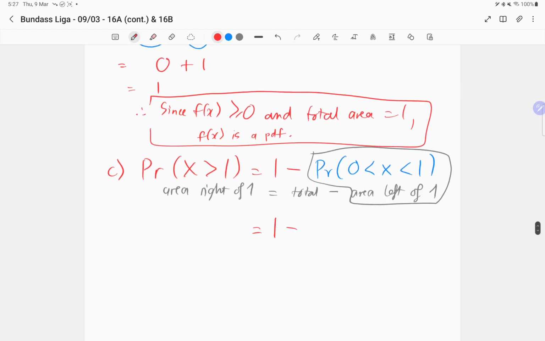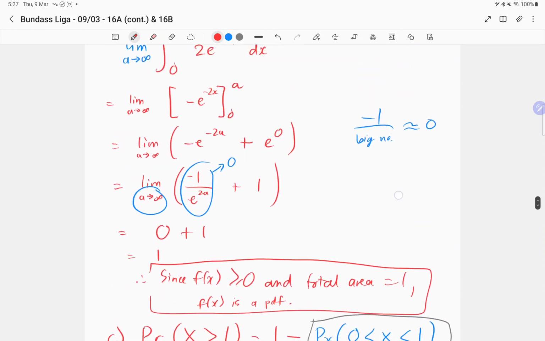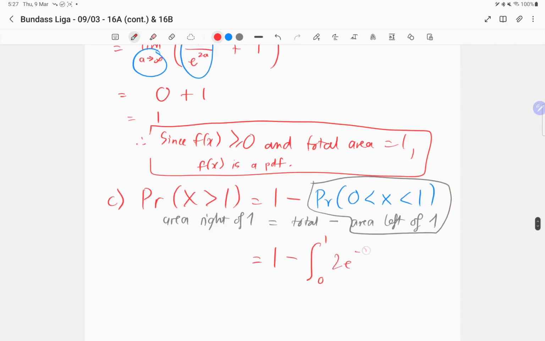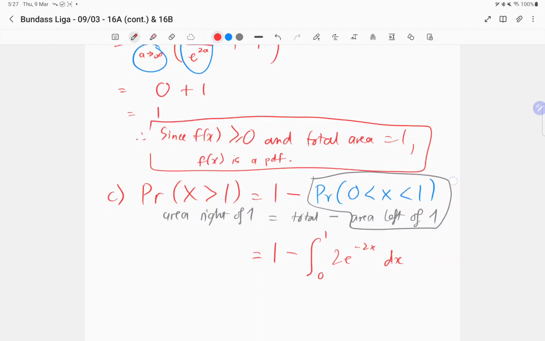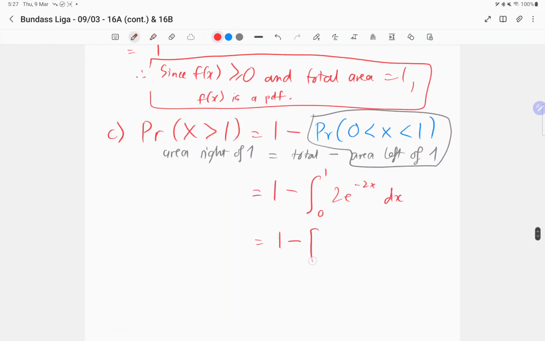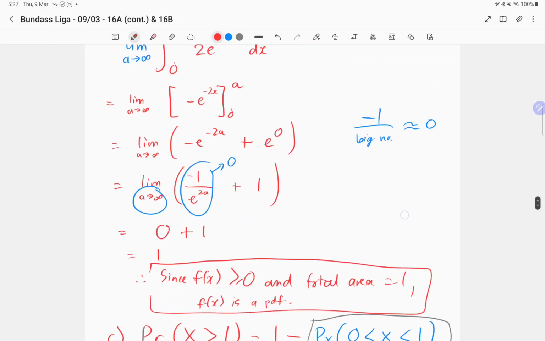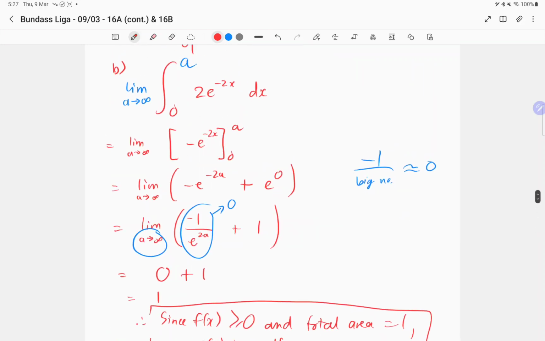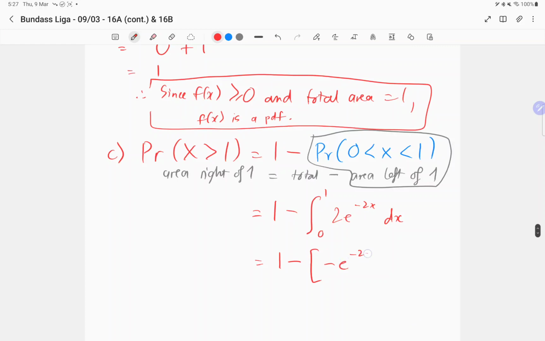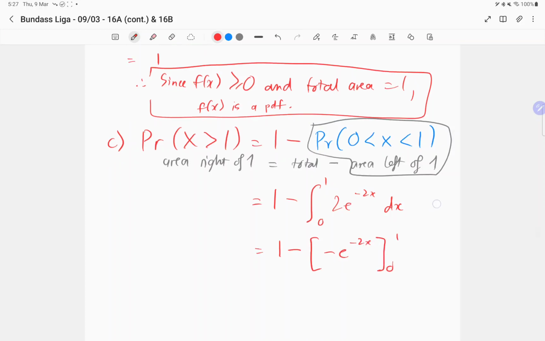This one would be 1 minus the integral from 0 to 1 of 2e to the power minus 2x dx. Okay, so then that would be 1 minus, and then anti-derive it as usual. You already anti-derived previously, so we just copy the answers over here. Negative e to the power minus 2x from 0 to 1.